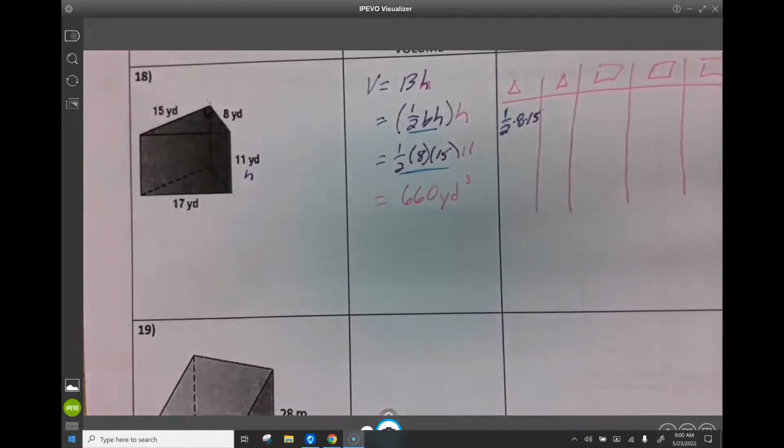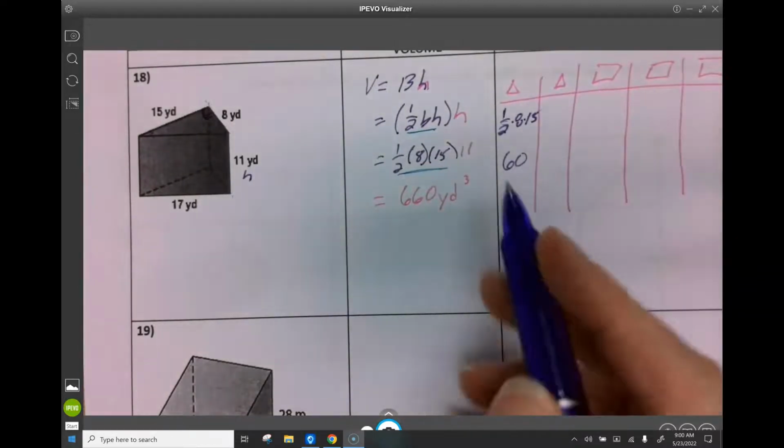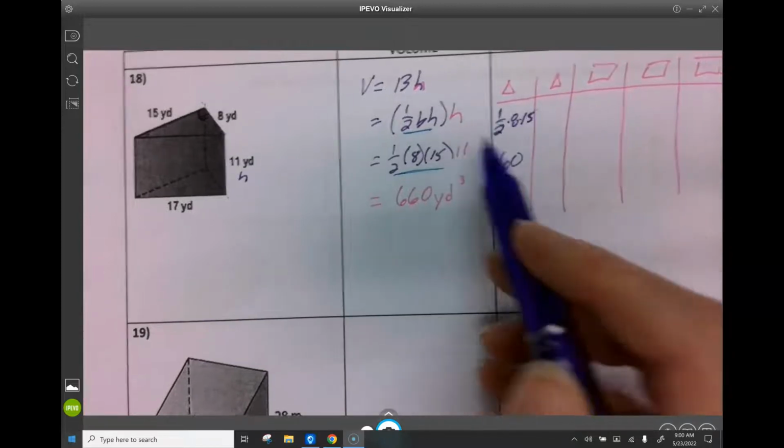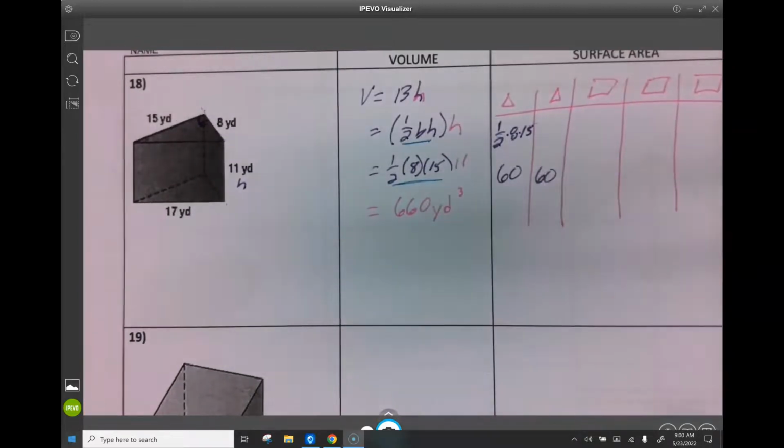Okay, so that's going to be 60. Now here's the other good thing. These 2 triangles are exactly the same, so once you have one, yay, you've got the second.